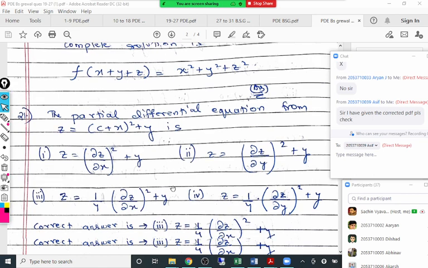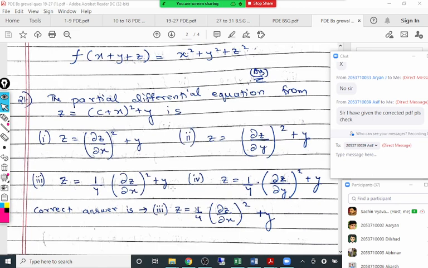21. The PDE of z equal to (x plus y) whole square plus y is. So we have to eliminate the arbitrary constant c, and we should write the corresponding PDE. So if you take dou z by dou x, we have 2 times (c plus x).